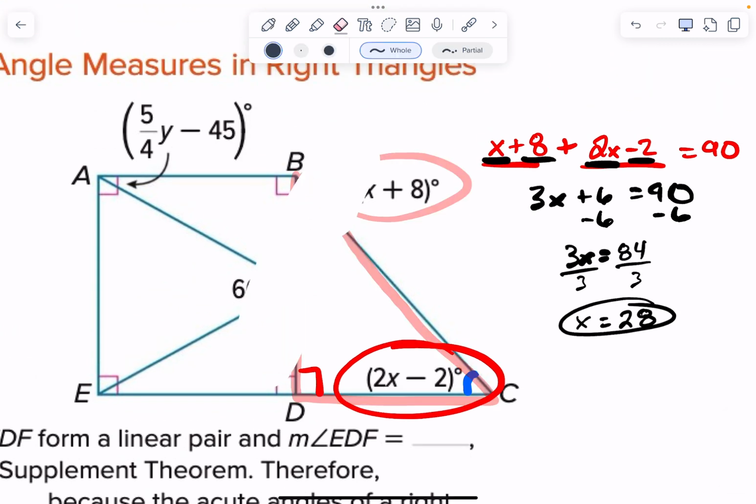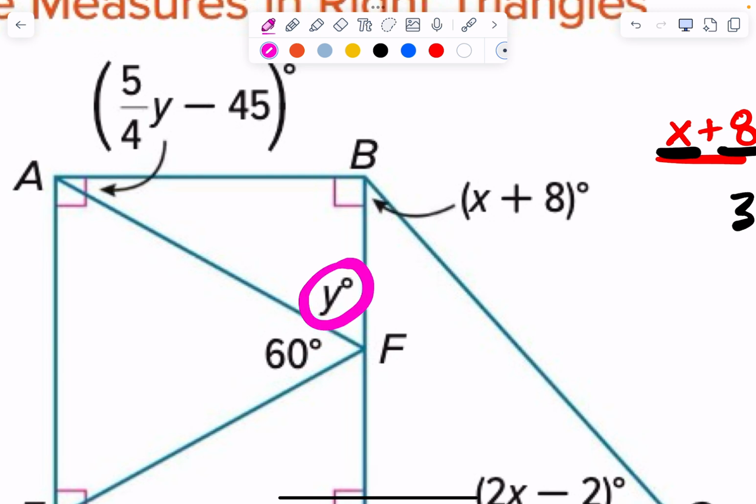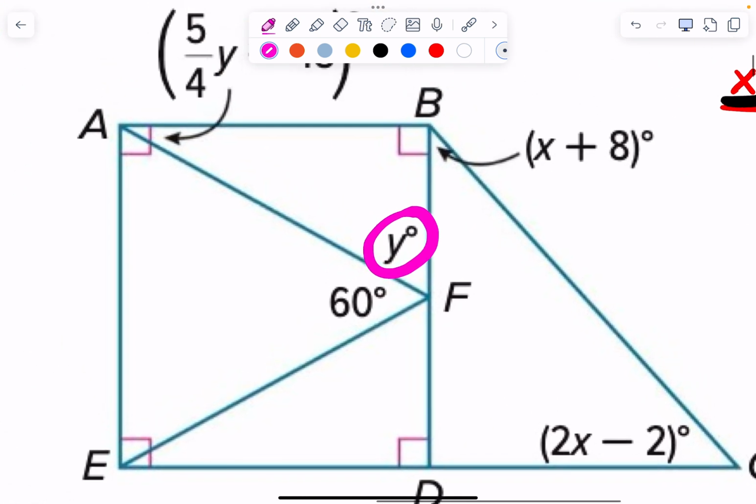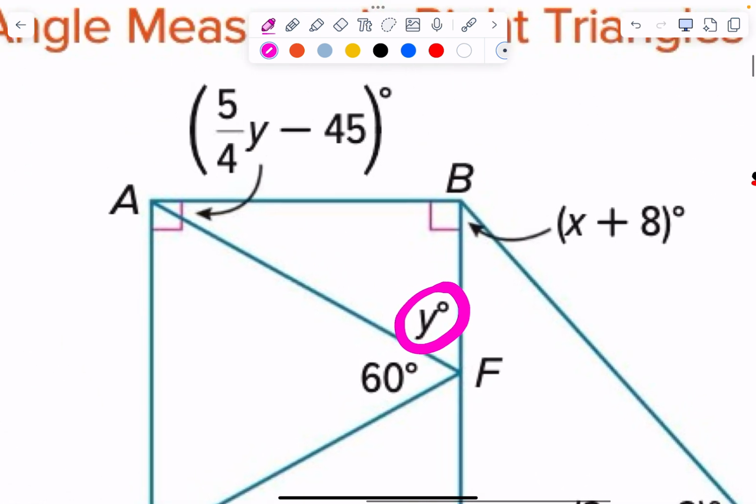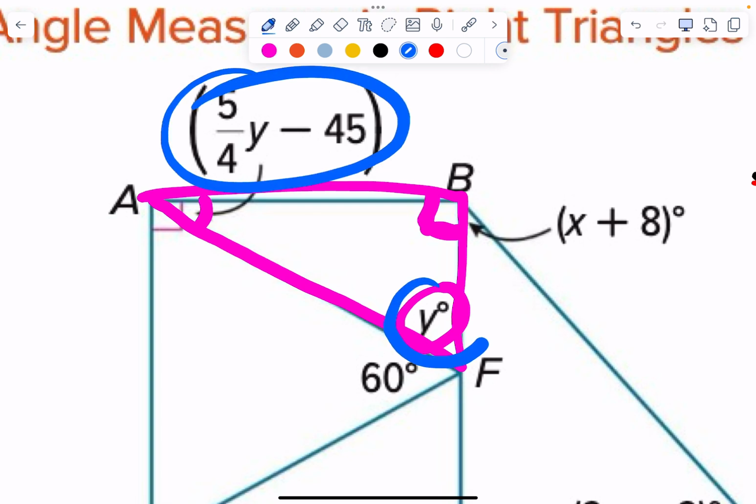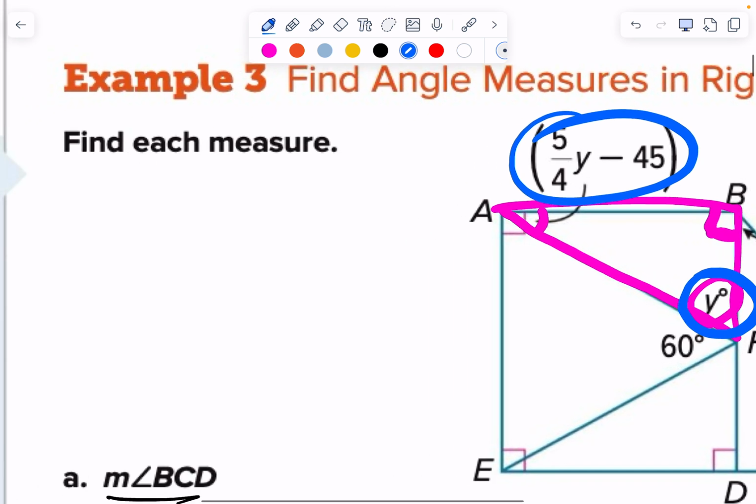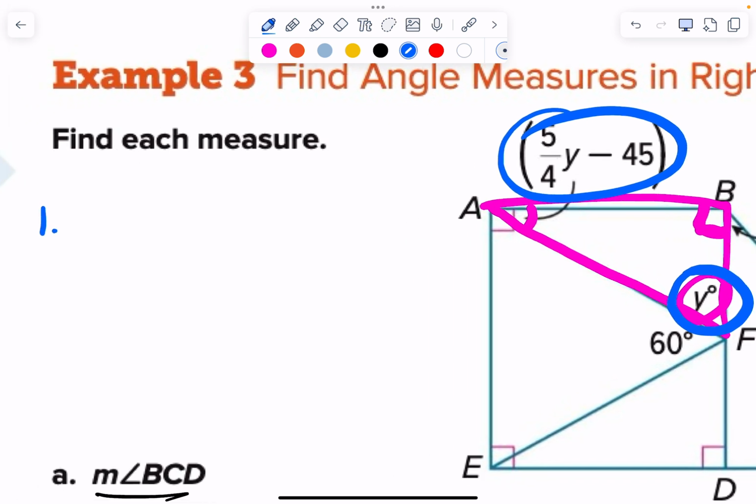Got it. Okay, now I have the y's. I have a y here, and I have a y here. Do I know anything about those guys? They're both in this triangle. They make 90. Those two add up to be 90 because this is 90, right? So this guy plus this guy makes 90. Okay, I don't like 5/4. Let's go 1.25y minus 45, and then what? Just y. Plus another y equals 90, right?